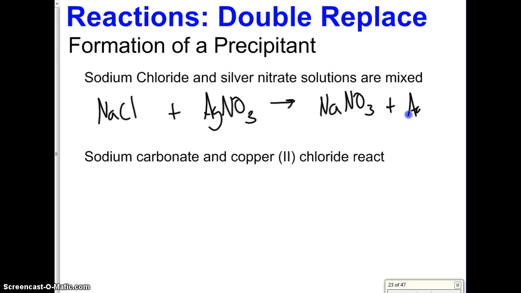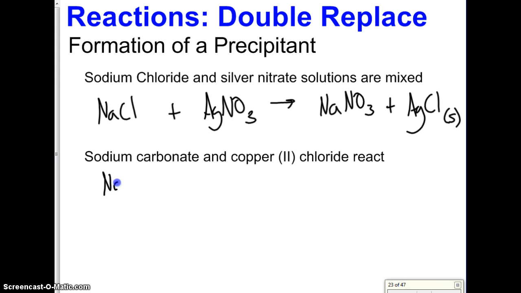And then silver chloride. Now, silver chloride, if we go back and look at our solubility rules, chlorine is soluble except with silver, mercury, and lead. So this is forming a precipitate, or a solid. And again, that's going to be important when we look at net ionic equations. Something important with double replacement reactions is they're always occurring in water, which means we will always have aqueous substances.